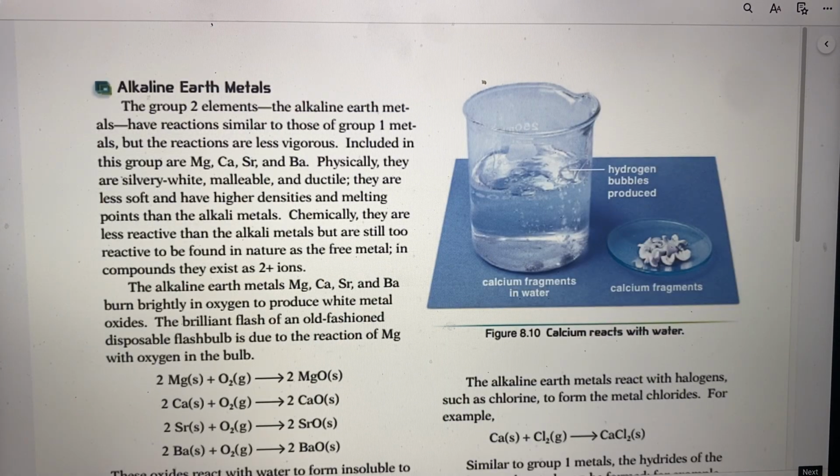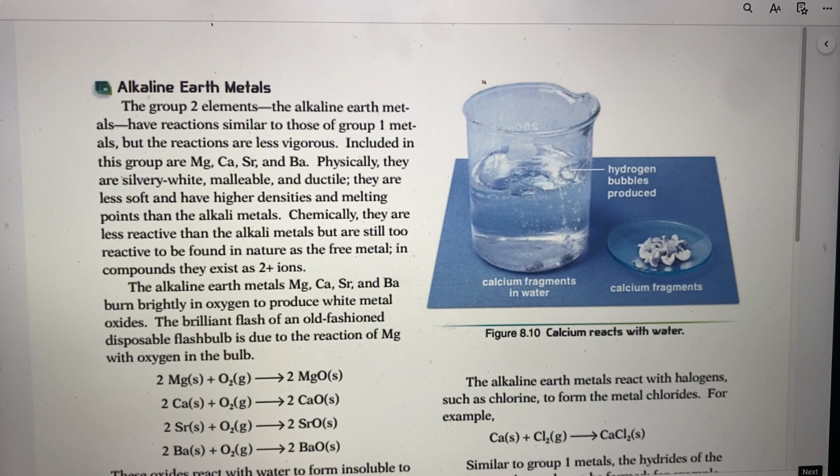The other column we're going to talk about, we've finished that column. We're going to talk about the second column I told you about, the alkaline earth metals. Remember, the first are alkali metals, and the second are alkaline earth metals. Earth metals are a little bit different. They all have lower densities than water, just like the alkali metals, and they're very similar to group one, but they're not as vigorous. They don't react as vigorously.